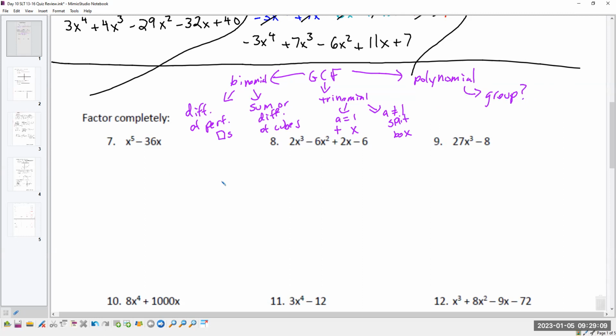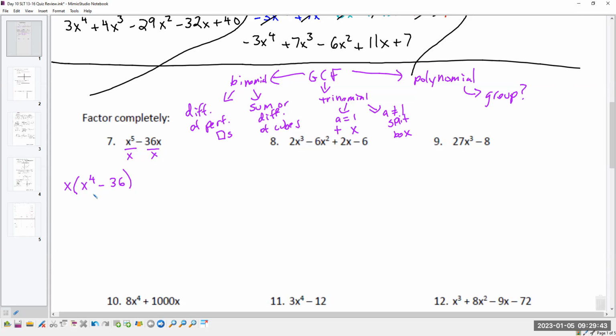So let's get started. Number 7, again, I'm going to start at the top of my flow chart and look for a greatest common factor. And I see everything here contains an x. If you need to do this, I'm only going to do it on this problem, write this little division step down to help you. And then 5 minus 1, we're left with x to the 4th. Negative 36x divided by x is negative 36. As a reminder, you can always check your factoring by multiplying back. And if I multiply this back, I get x to the 5th minus 36x.